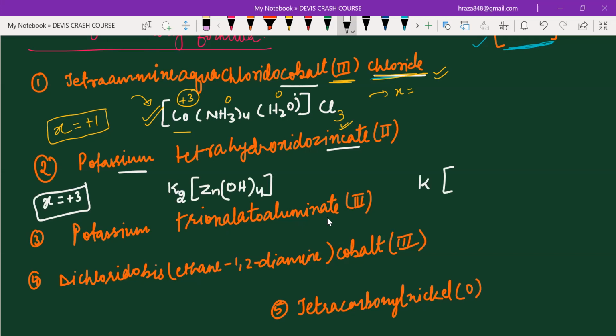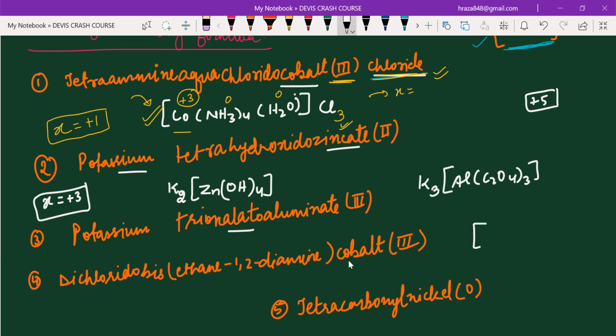And then after trioxalate aluminum, oxalate that means C2O4, and tri, that means whole thrice. And if you calculate the oxidation state, it will be +5, right? Because C2O4 is -2 into 3, that is -6, and +1, +5 will be there. So in order to make it 3, I'm going to take it 3, right? Yes.